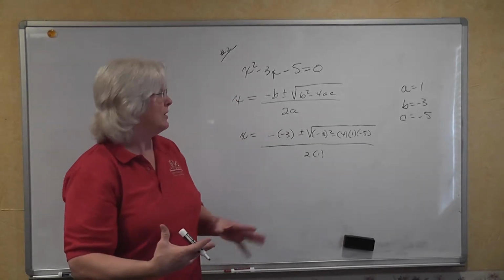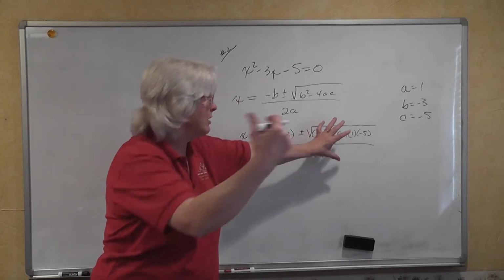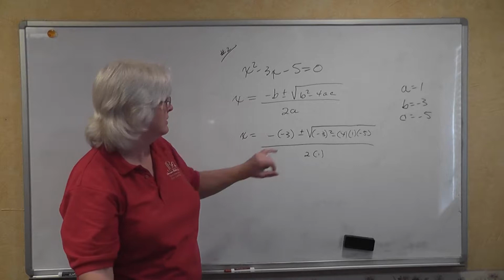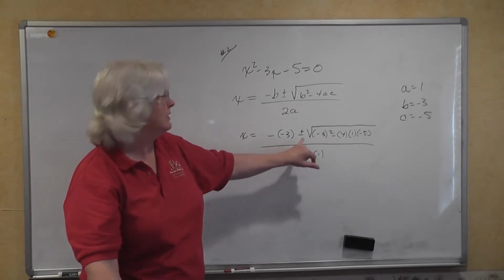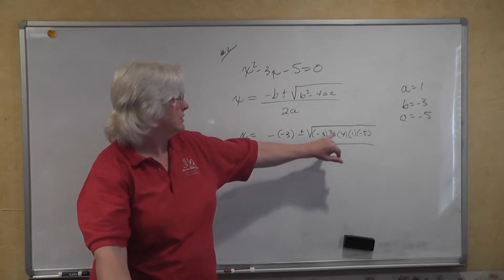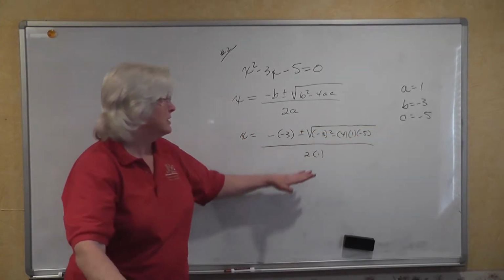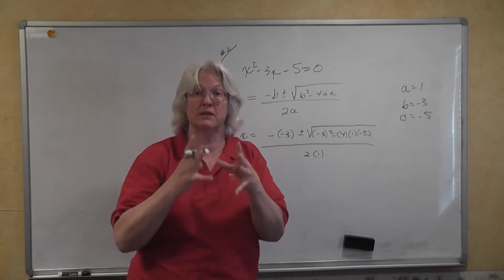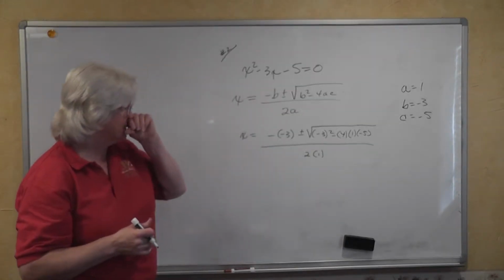I need to do it as well because I'm trying to teach and write and talk at the same time. Make sure that I've got my substitution correctly. B is a negative 3, so I have the opposite of negative 3, negative 3 squared. A is 1, C is a negative 5. So I've shown my substitution correctly. Make sure you use parentheses. That makes it less likely that you will drop a negative sign.